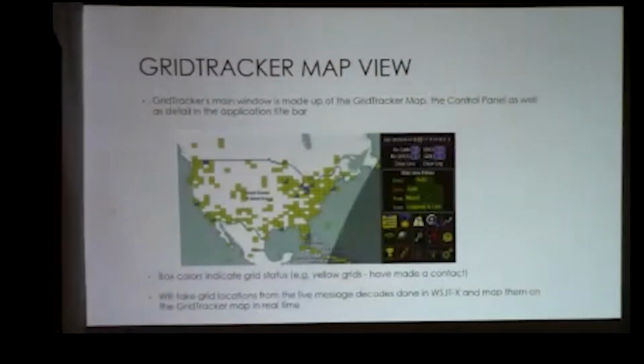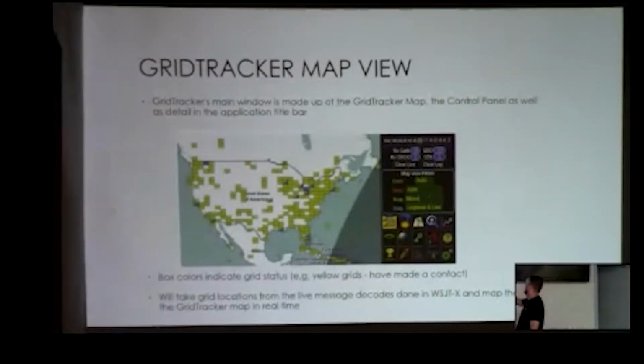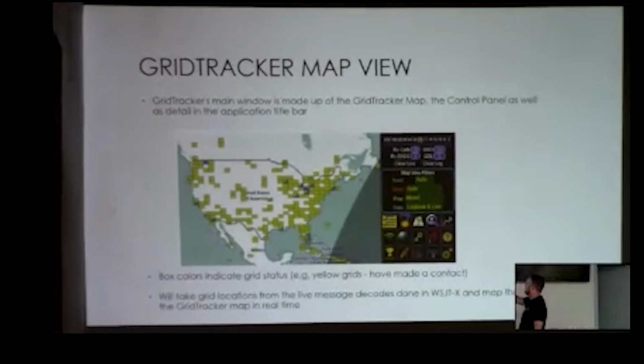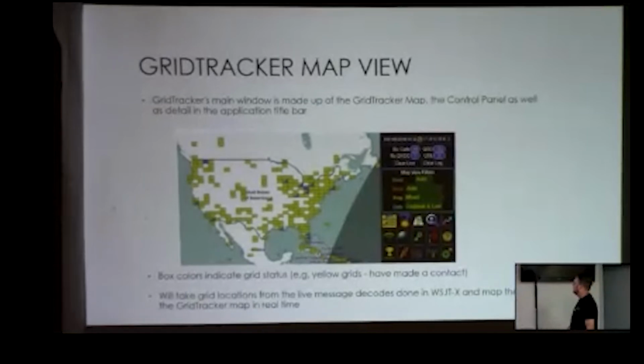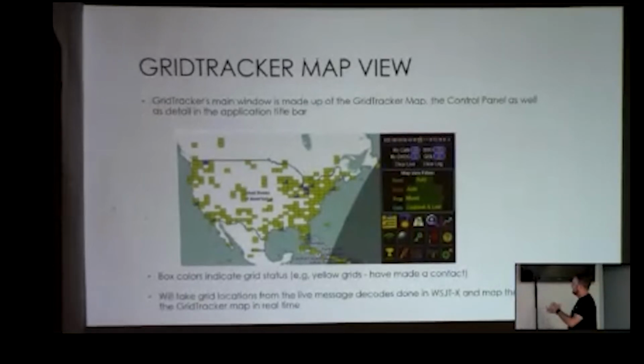Box colors indicate status. So for instance, in this configuration, the yellow contacts, like these, are grids that I have talked to. So this is a neat way to take a look at this. It'll take your grid locations when the live message decodes are done in WSJT-X and map them on GridTracker in real time. So this is being updated in real time based on these decodes that are happening in WSJT-X.